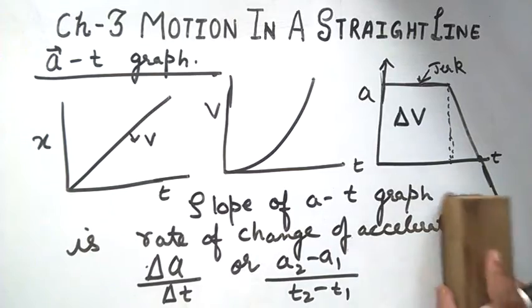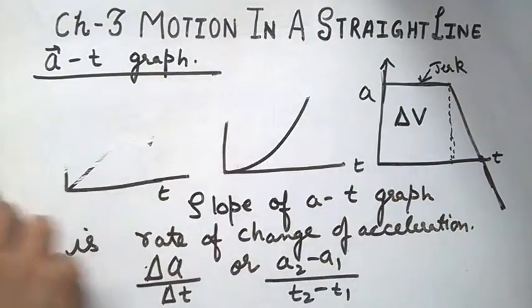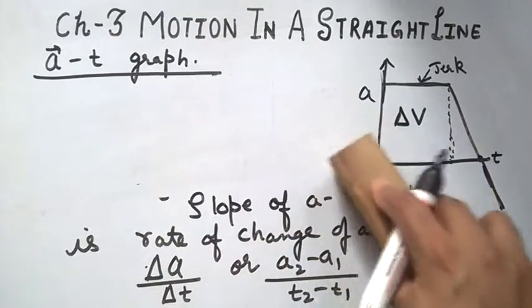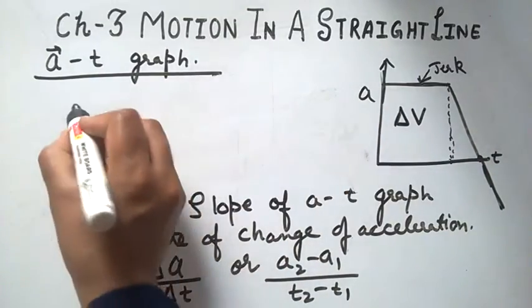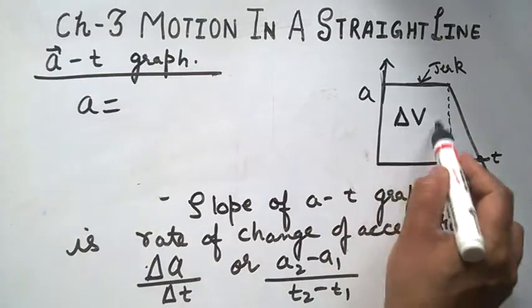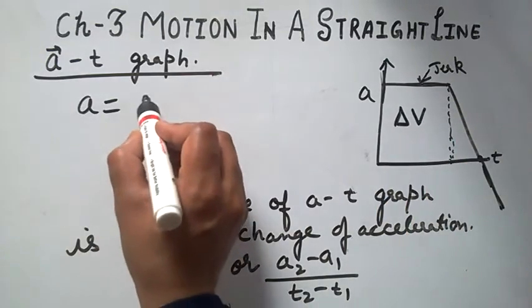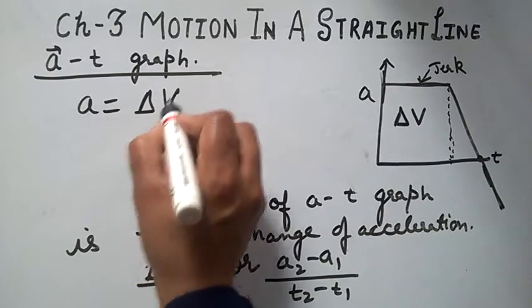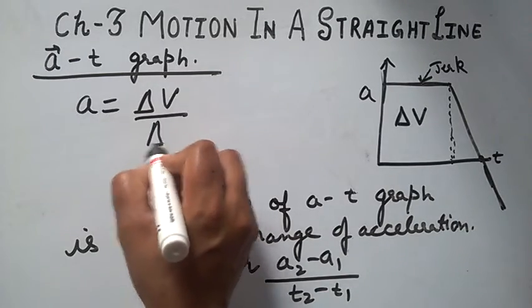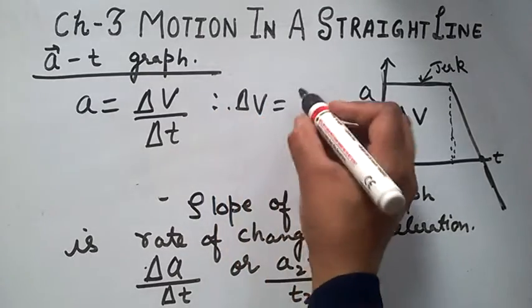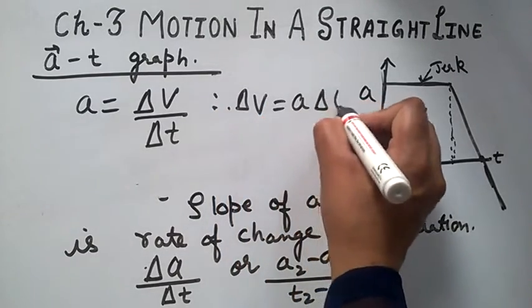As we know that acceleration is equal to rate of change of velocity. So with the help of this formula, we can find the area covered under this graph. That is, area is given as change in velocity. Therefore, del V is equal to area into del T.